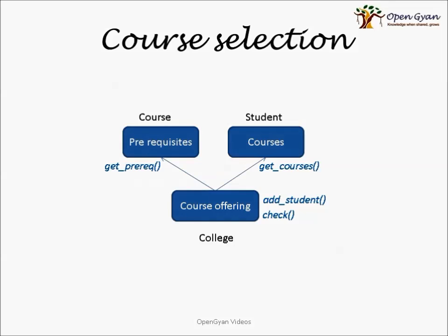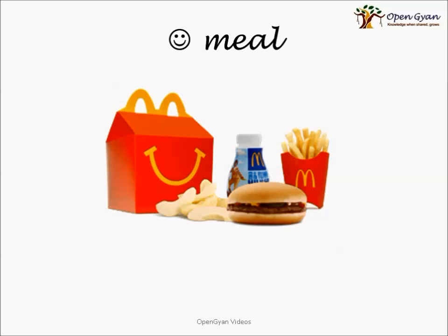Hence, the solution is to place the decision in a common interface outside the control of both the classes. The idea is to keep the data and the decision loosely coupled. So when adding a student, get the prerequisites from the course, get the courses from the student and then check it outside.